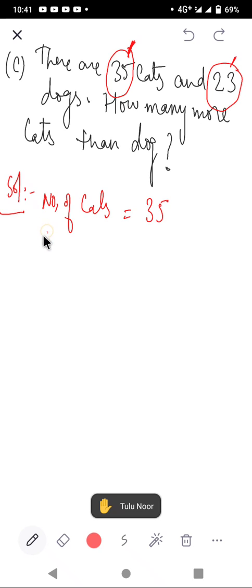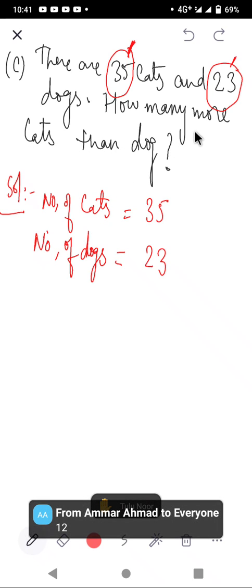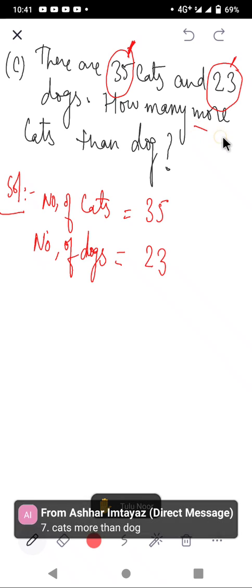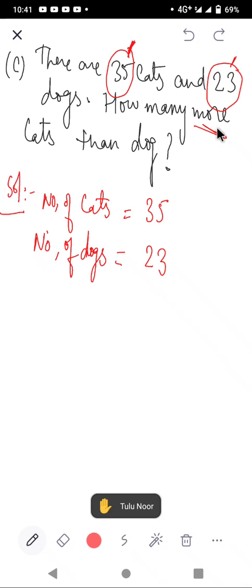Okay, number of dogs, how many dogs are there? 23. Okay, so how many more cats are there? I told you in the clue that when we need to find out how many more or how many less, then we need to perform subtraction. When we have to find out how much more or less something is, we need to perform subtraction. So to find out how many more cats there are, we will do subtraction here.